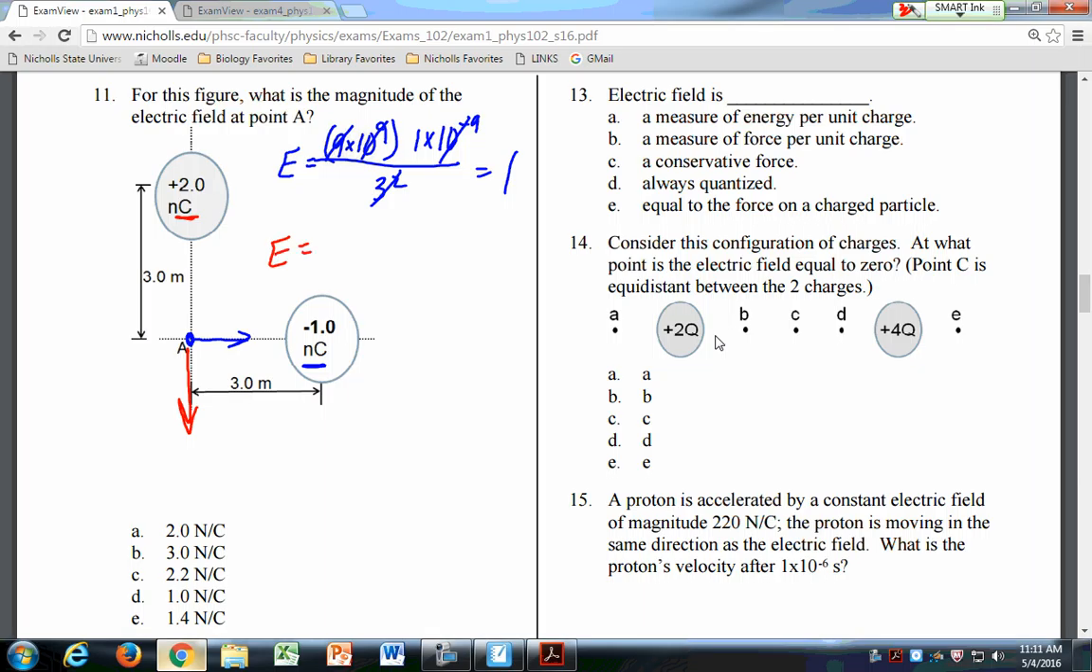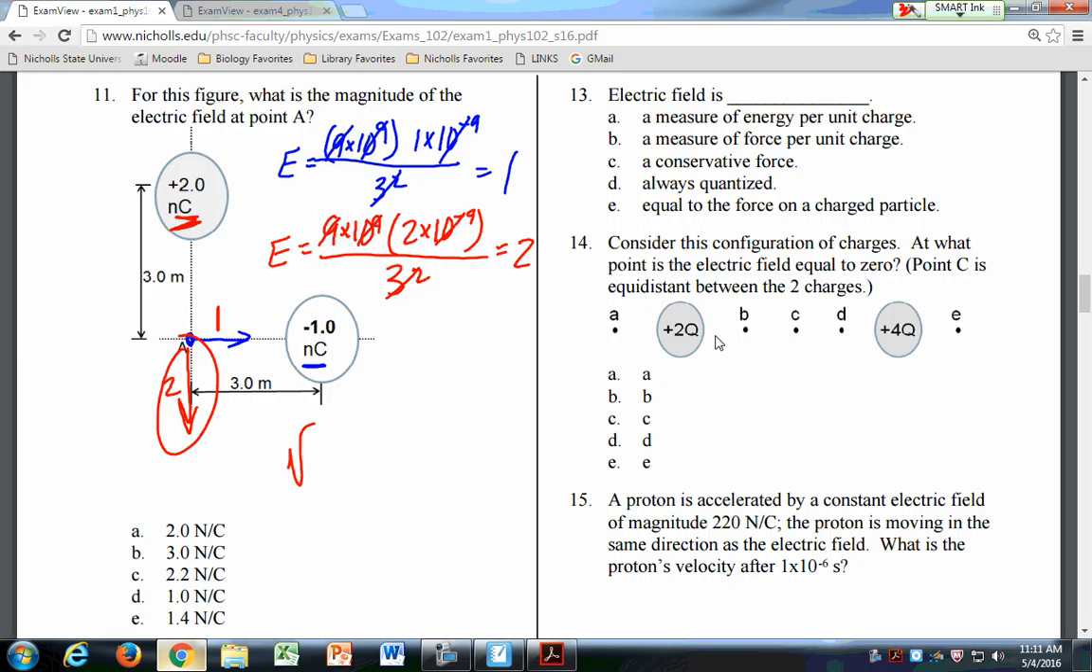Then you calculate the magnitude of this vector. That's going to be 9 times 10 to the 9th. K. Q is 2 times 10 to the minus 9. That's this charge up here, divided by 3 squared. That cancels, cancels, cancels, cancels, and this is left with 2. So I have 2 vectors. This one has a magnitude of 2. This one has a magnitude of 1.